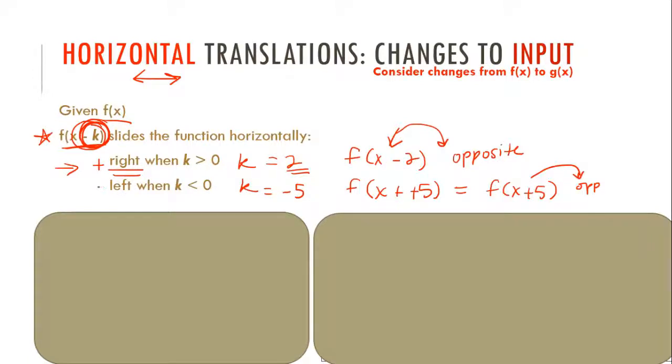Whereas if we've moved left, that means we've gone in the negative direction. When I plug in that negative, those two negatives are going to make a positive. So again, my symbol is opposite.